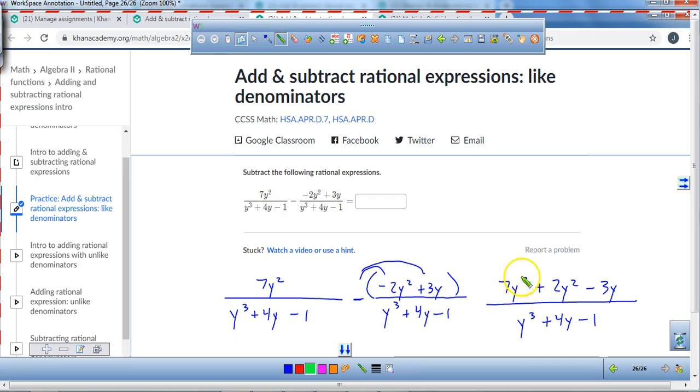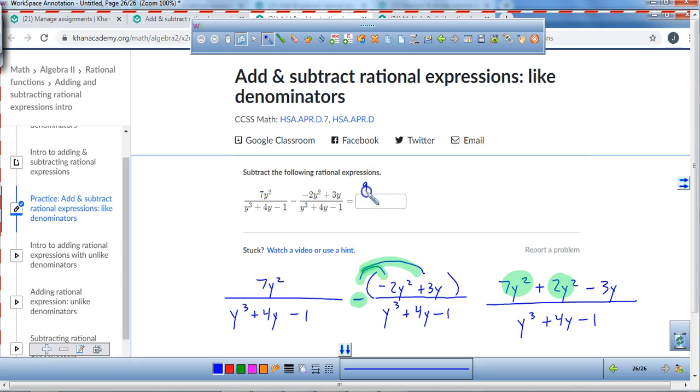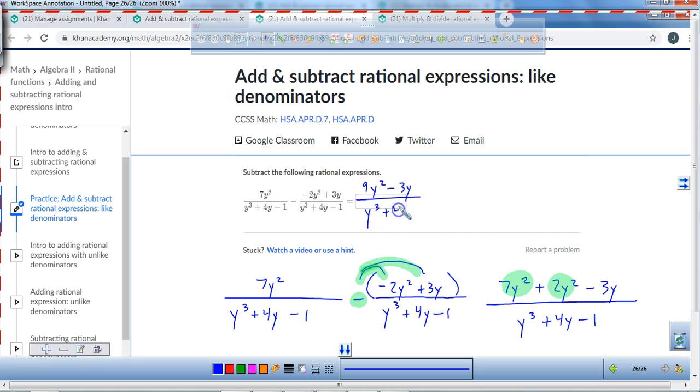Now I can clearly see my like terms, 7y squared and 2y squared. So once again, I take that negative, I apply it to the first term and apply it to the second term, then I just combine like terms. So my final answer is a total of 9y squared minus 3y all over y cubed plus 4y minus 1. And that's what I'm going to type into the answer space right here.